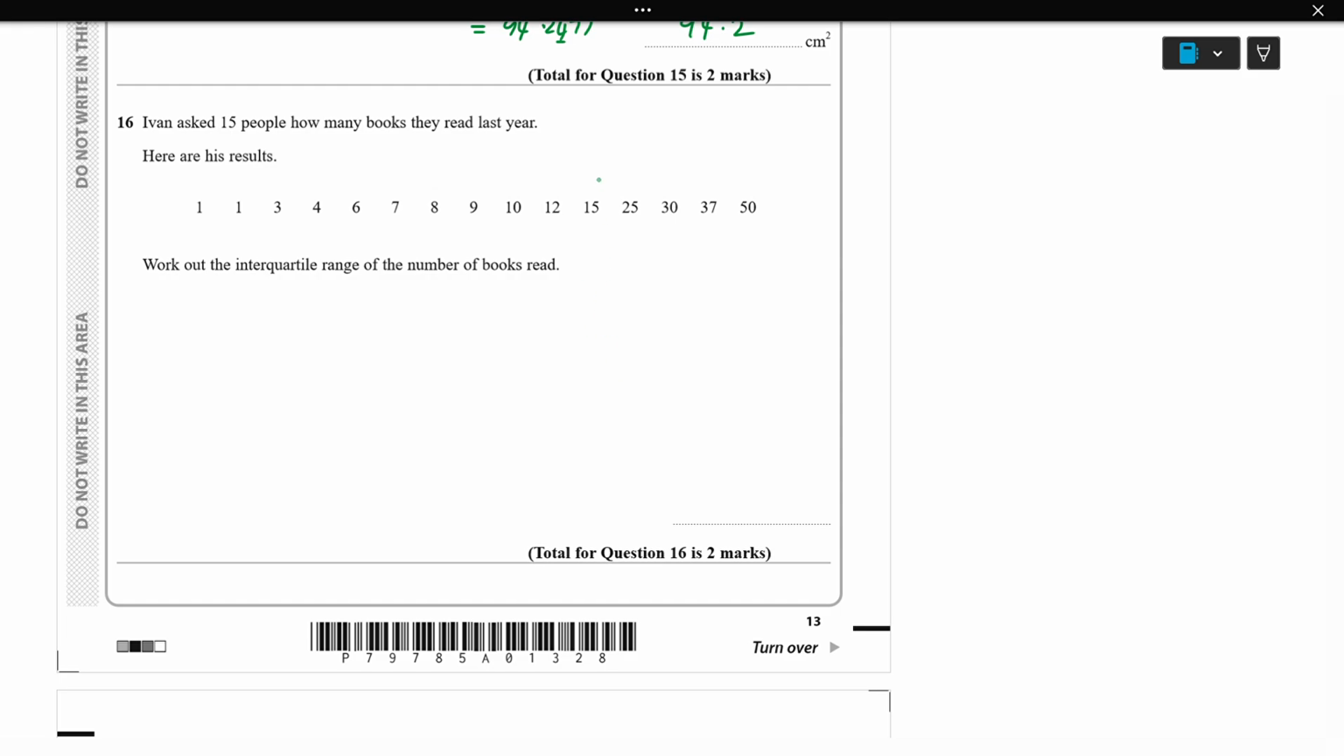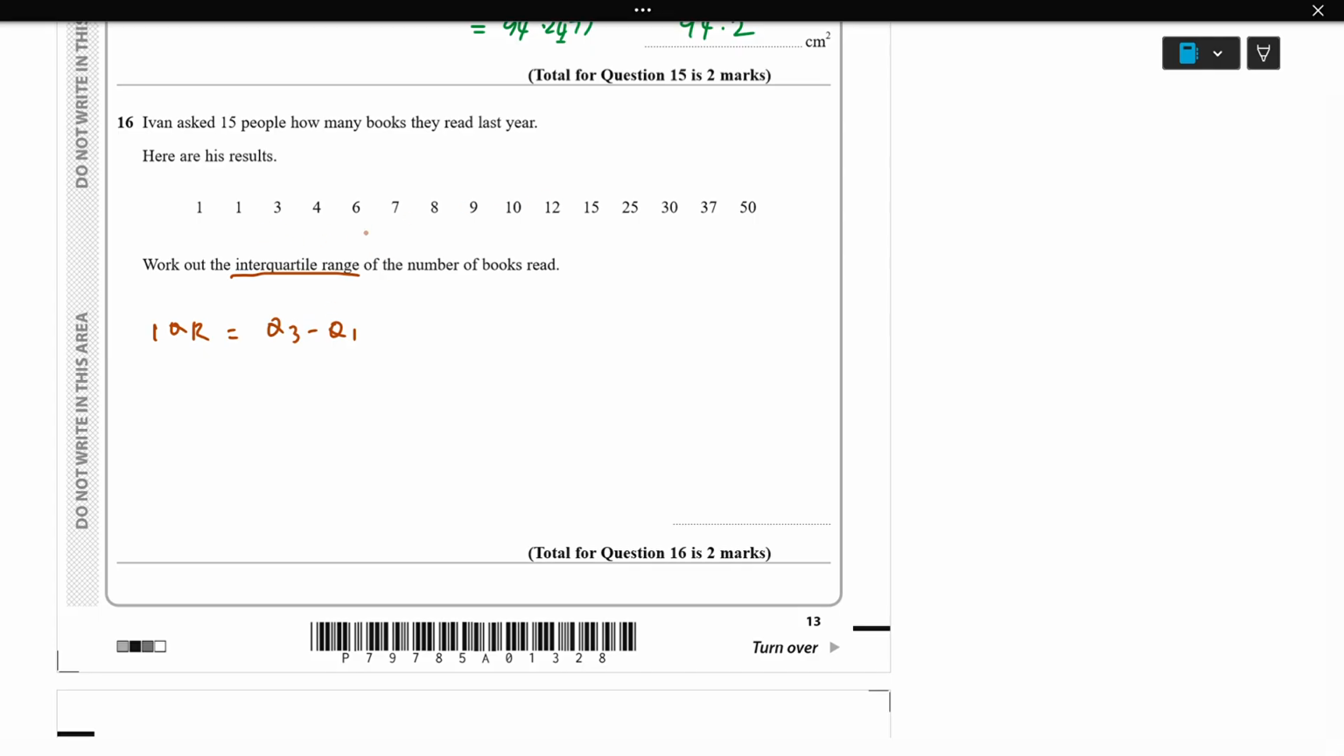Here is question 16. Evan asked 15 people how many books they read in the last year. So the data were given, and we need to find the interquartile range. The interquartile range is quartile 3 minus quartile 1.